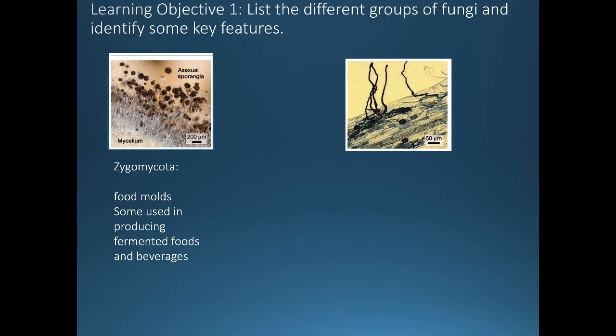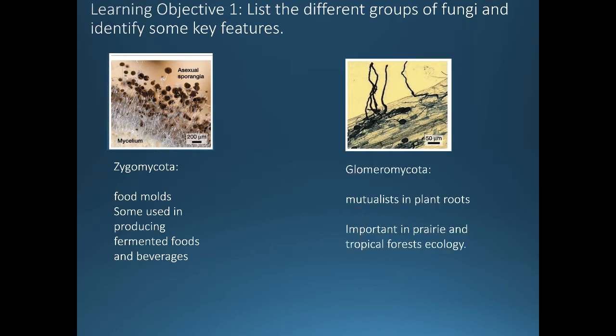The third group are the Zygomakata. These are often what we associate with food molds, so I'm sure you've seen these before at some point. Some of these are used in producing fermented foods, as well as fermented beverages. The fourth group are the Zygosporangia. These will often form mutualistic relationships with plant roots. They are also important in the ecology of prairies and tropical forests.